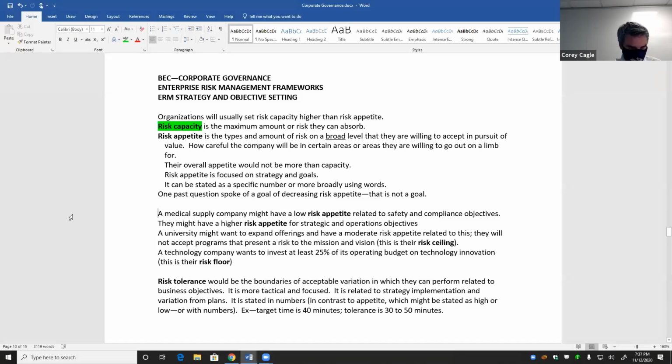So, there you go. Risk tolerance. The risk tolerance would be the boundaries of acceptable variation in which they can perform related business objectives. So this is more focused on implementing strategy and variation for plans. And this would be stated in numbers instead of the broad "I've got a high risk appetite." An example of risk tolerance would be, I have a target time of 40 minutes. My tolerance is somewhere between 30 to 50. It's just terminology.